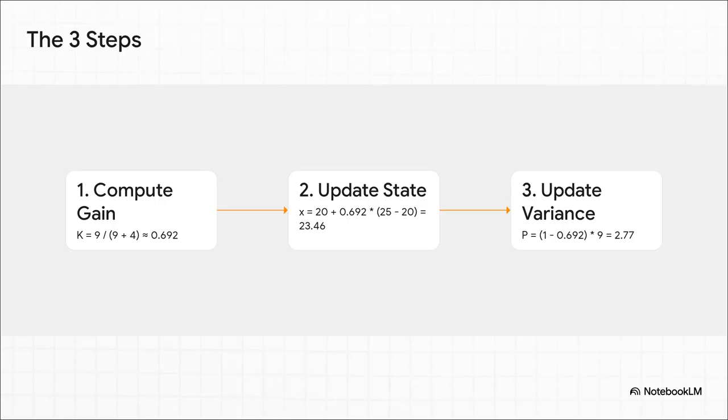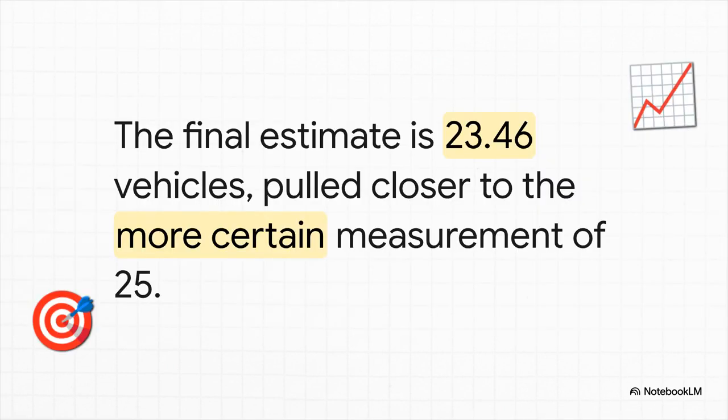All right, let's crunch the numbers. Three quick steps. First, we calculate the Kalman gain. We plug in our uncertainties of 9 and 4, and we get a gain of about 0.69. Next, we update our estimate. We start with our prediction of 20, and we add the surprise of 5 cars, but we only add about 69% of it. That gets us to 23.46. And finally, we update our own uncertainty for the next time around. And there's our answer, a much smarter estimate of about 23.5 cars.